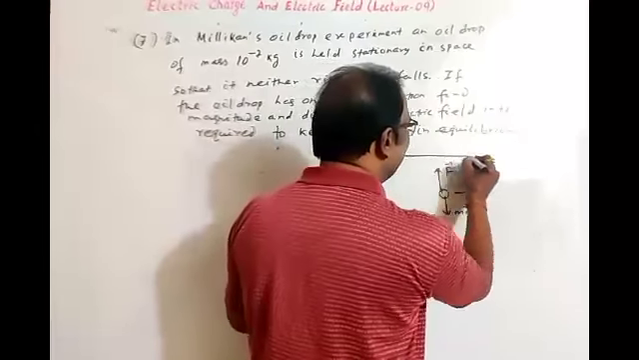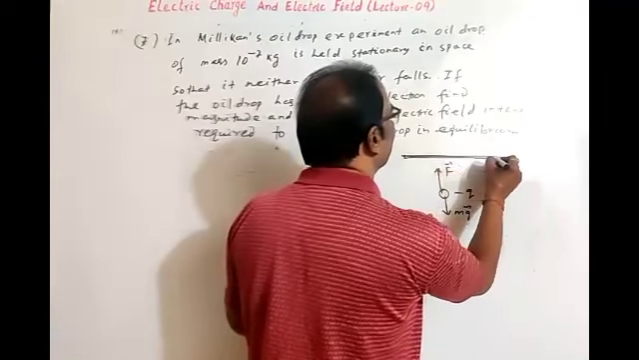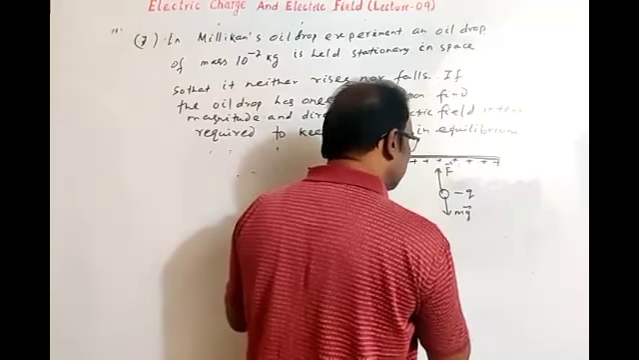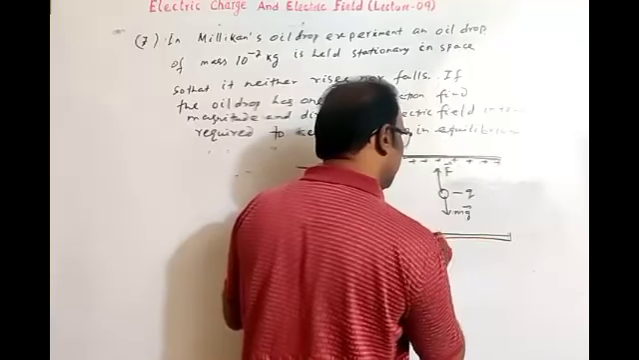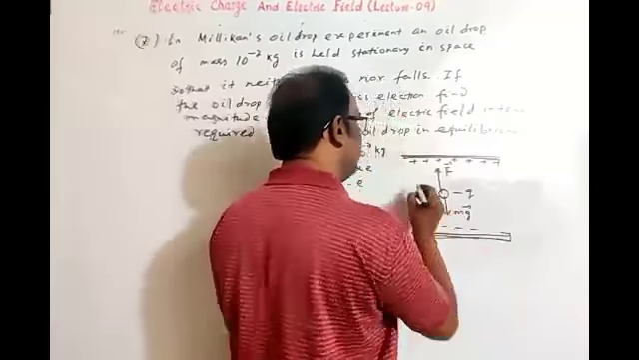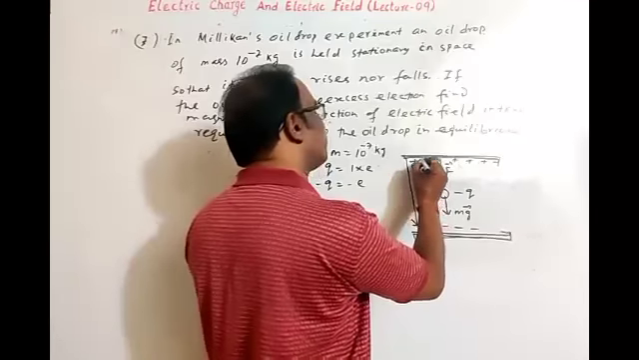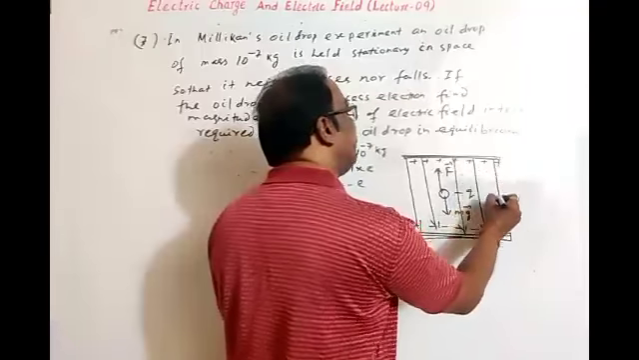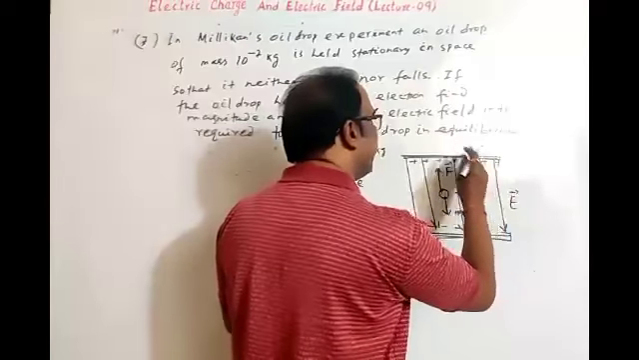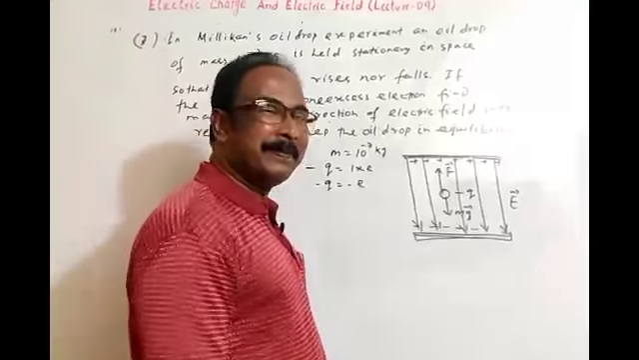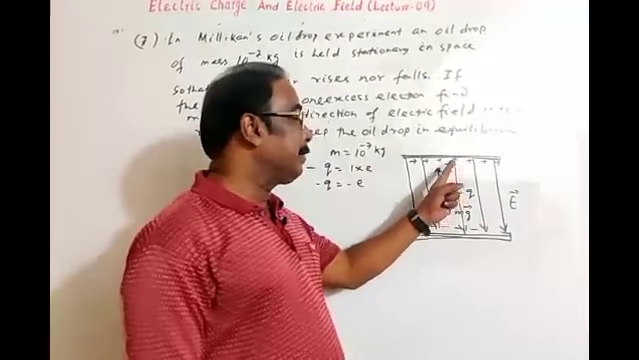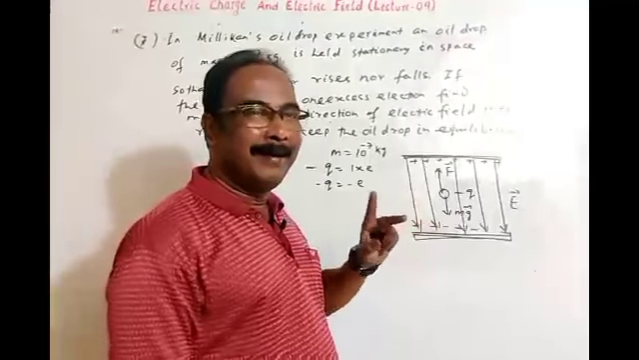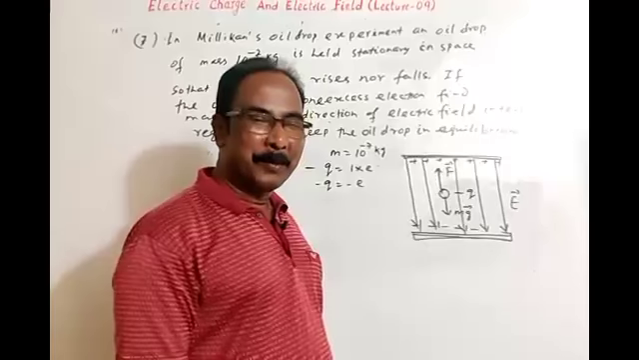Just imagine this is a metallic plate. This plate is positively charged. Let's imagine this is another metallic plate. This metallic plate is negatively charged. Then in the space between the two plates there will be an electric field, a uniform electric field, which is directed in the vertically downward direction. So the direction of the electric field is from positive to negative. Electric field lines start from positive and end on the surface of the negatively charged body.